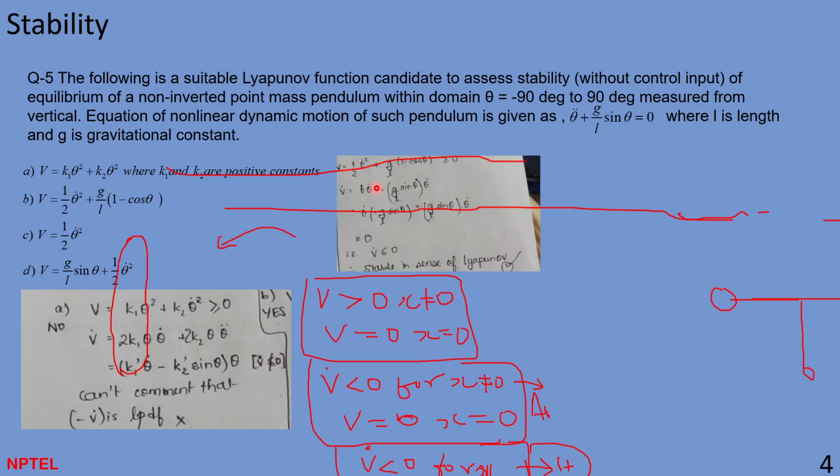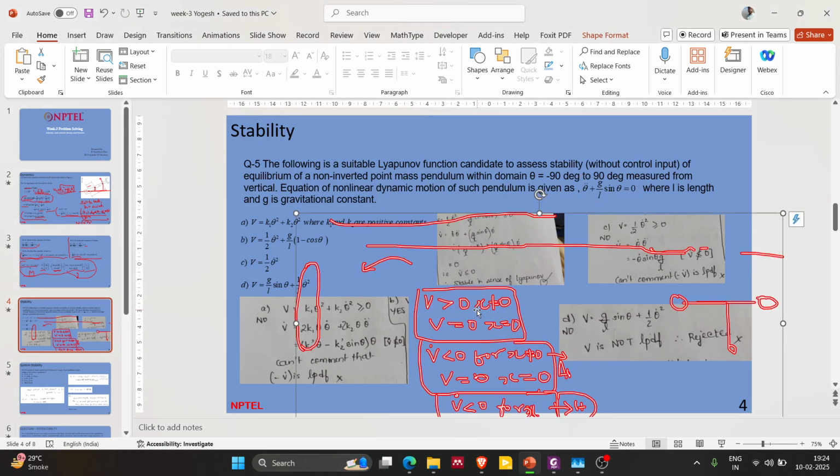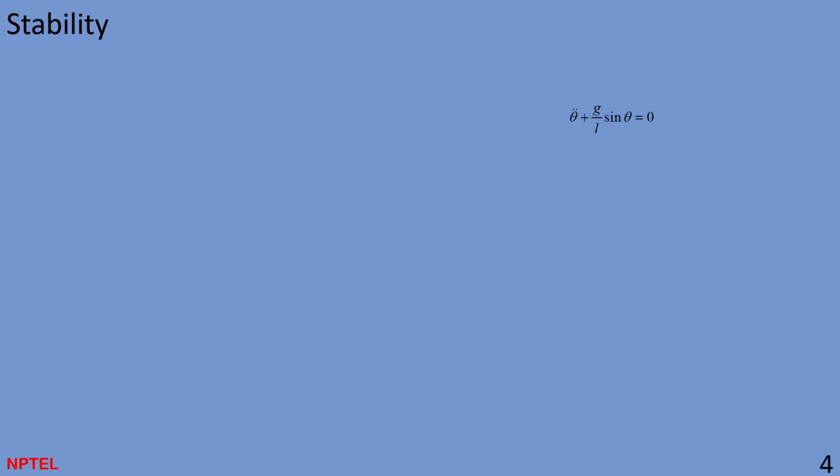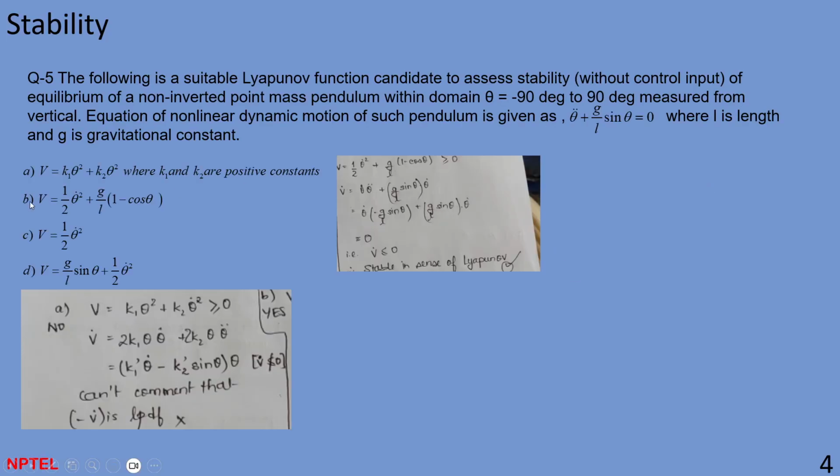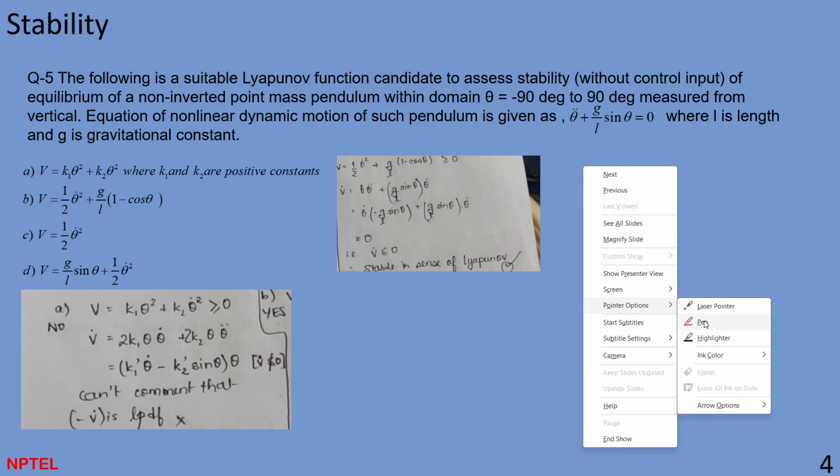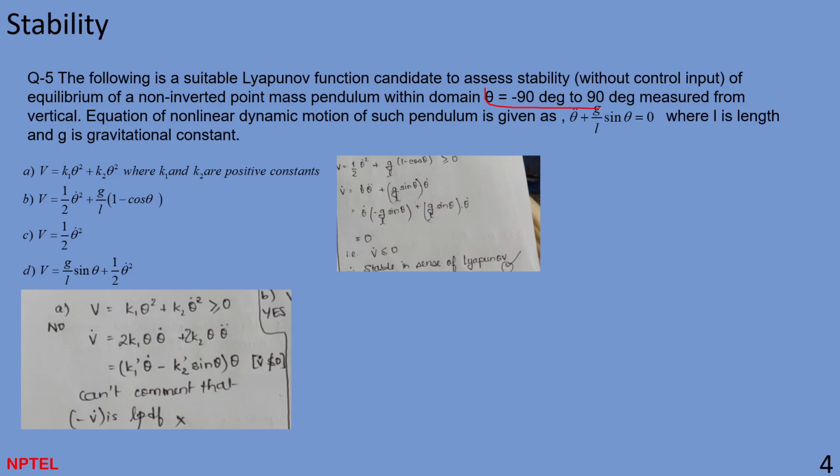Coming to the second option. The second option is half theta dot square plus g by L times 1 minus cos theta, right? So please use this domain. What is the domain? The domain is this theta. Let's see in this domain whether it is greater than 0 or not. Theta dot square will be greater than or equal to 0 for any theta, right?